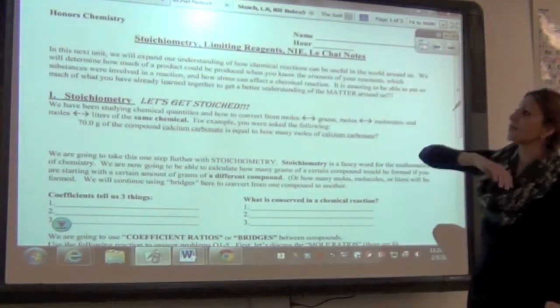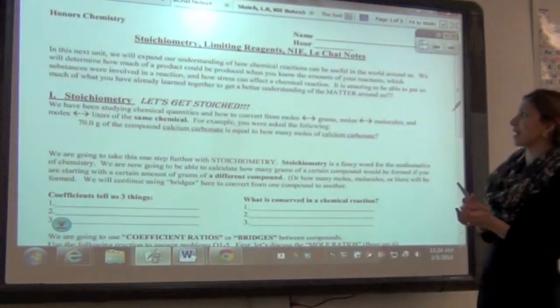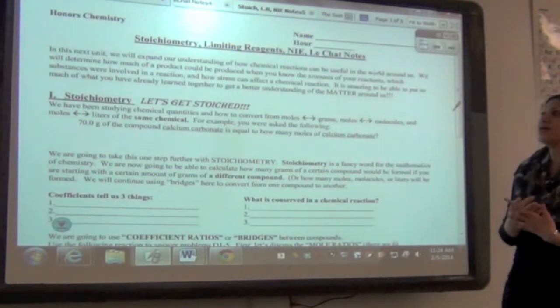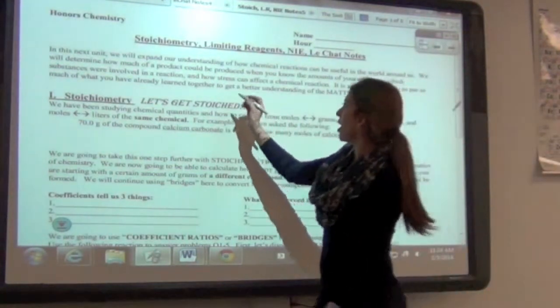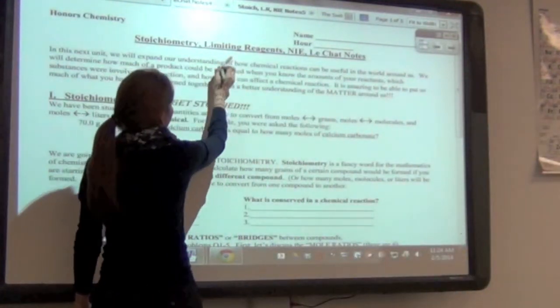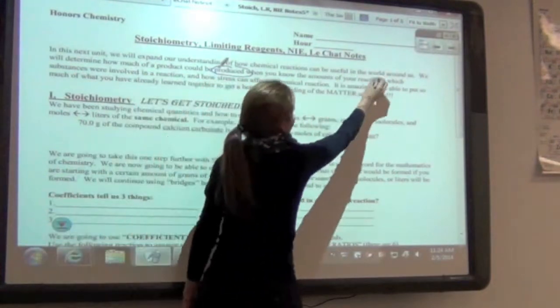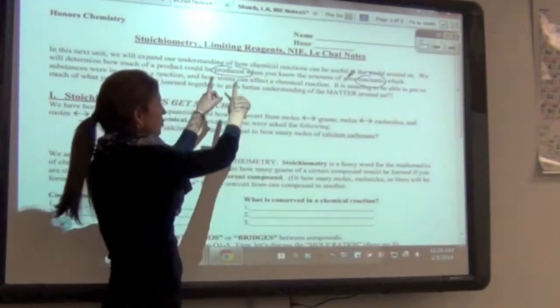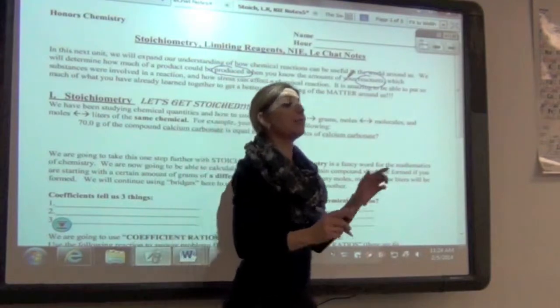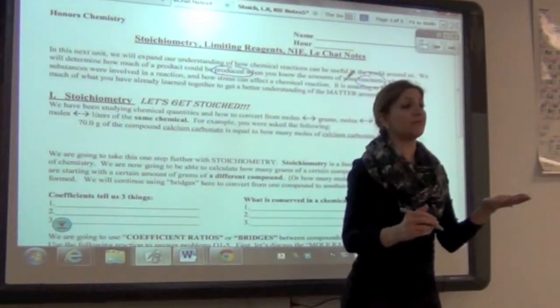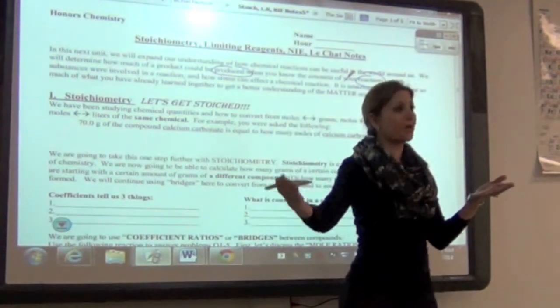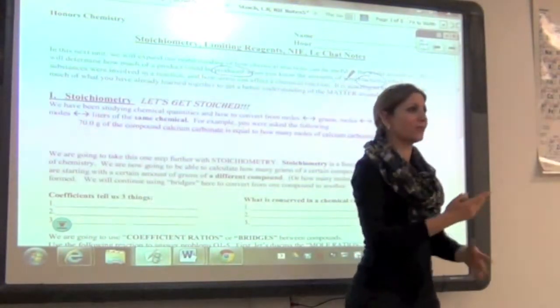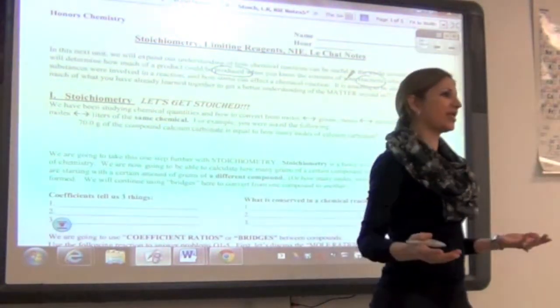In this unit, we're going to expand our understanding of how chemical reactions can be useful in the world around us. We're going to determine how much of a product could be produced when you know the amount of your reactants. These two words could be switched: maybe you know the amount of your product and you want to know how much reactant is needed, or the other way around. The question is, what is stoichiometry?